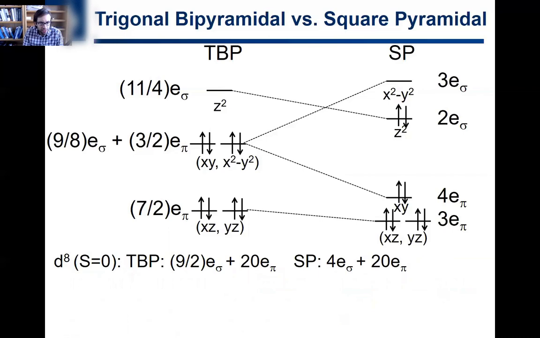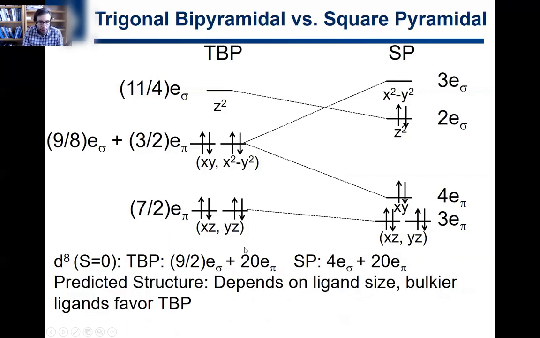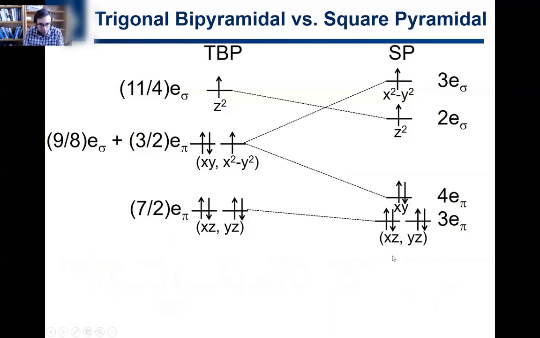Singlet state for D8, you have, let's see, 9/2 e sigma and 4 e sigma on the right side for square pyramidal, 20 e pi. Here it's kind of a judgment call, not a super obvious one. You're only 0.5 e sigma away, so if you have a really bulky ligand, you're probably going to be TBP, but otherwise you would be the lower energy state of square pyramidal.